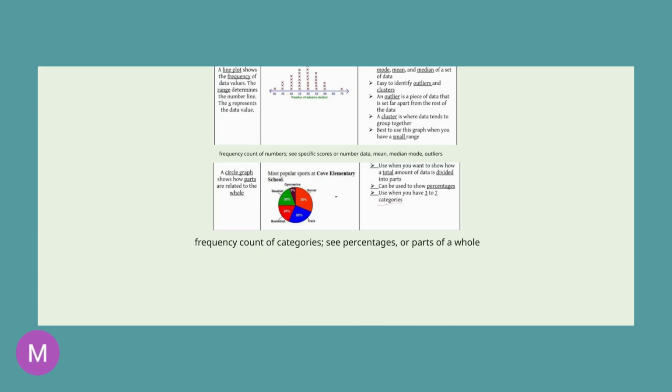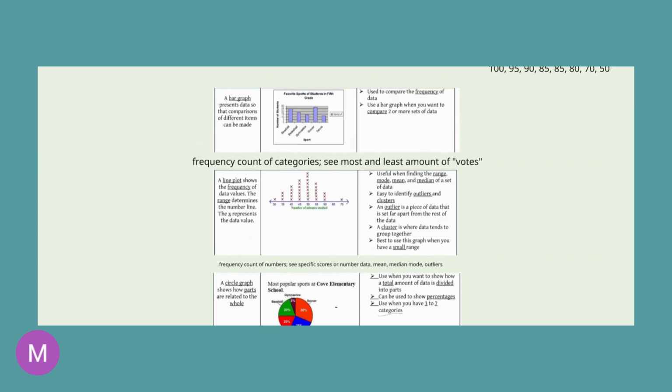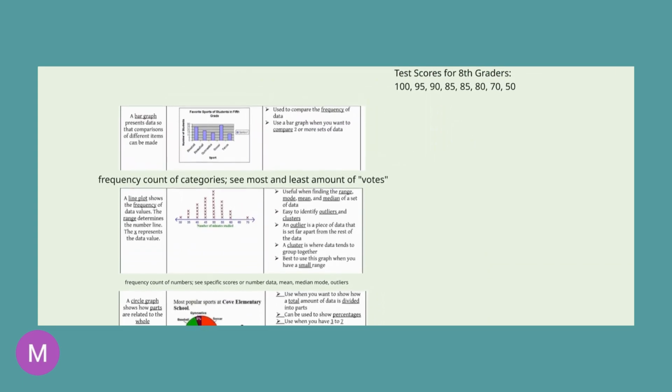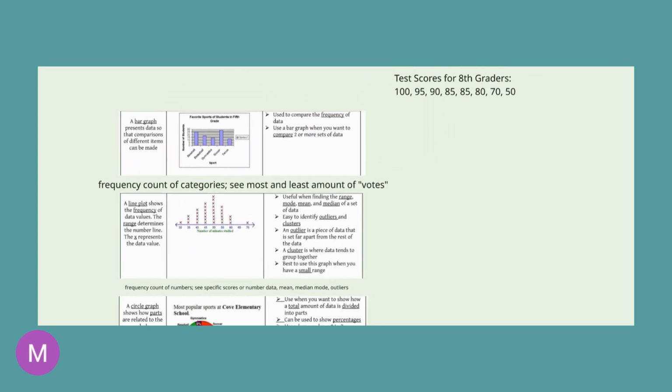But if we want to see parts of the whole, or we want to see them in that percentage format, then a circle graph is what we use. Now, I wanted to actually show these 3 graphs with one set of data. Okay, and it's a set of data that is commonly understood among students, and that's test scores.